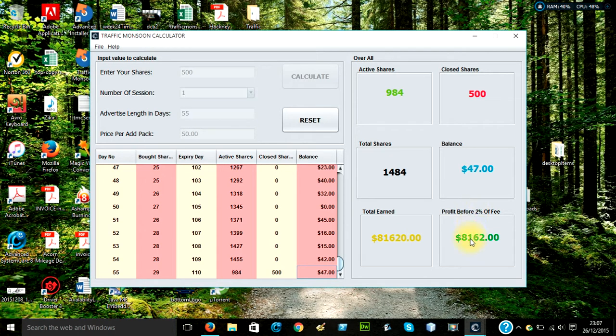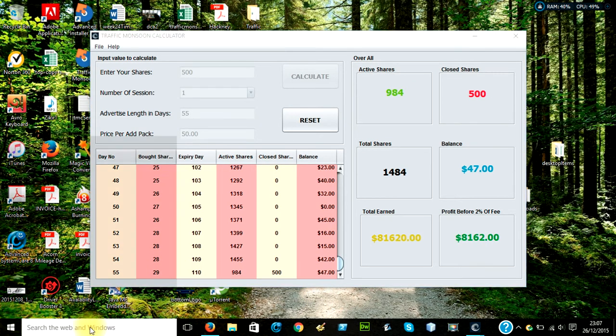So basically, when you take the money out from Traffic Monsoon to your account, at that time you're going to pay the buyer. Your buyer will be PayPal or Payza or Solid Trust, whoever you're going to use. They will take 2% of your profit. So after taking 2% of your profit, how much are you making?